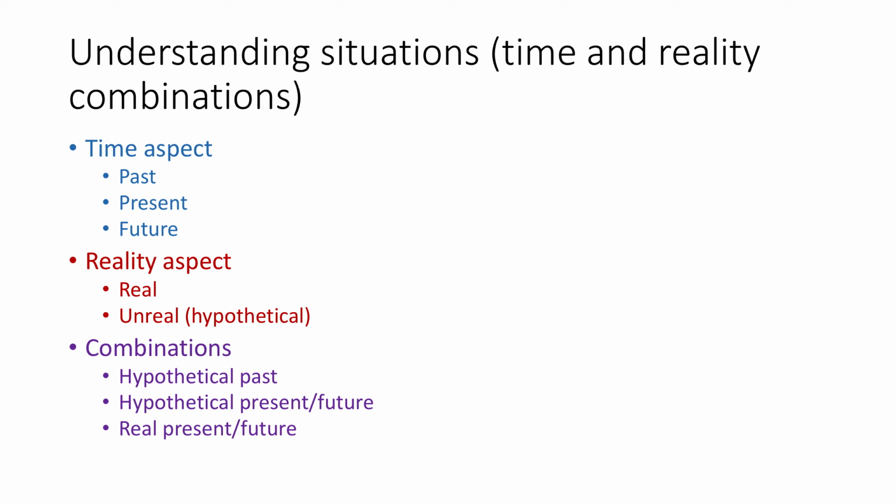Hypothetical present or future is similar, but now we are thinking about things that are happening right now or things that are going to happen in the future, and things that are not possible to change, but we are imagining that change. And finally, for the real present and future, we are talking about situations that are possible to change, or conditions that are possible to happen at the moment or in the future. Now, I'm going to explain these through examples, and they are going to make more sense.